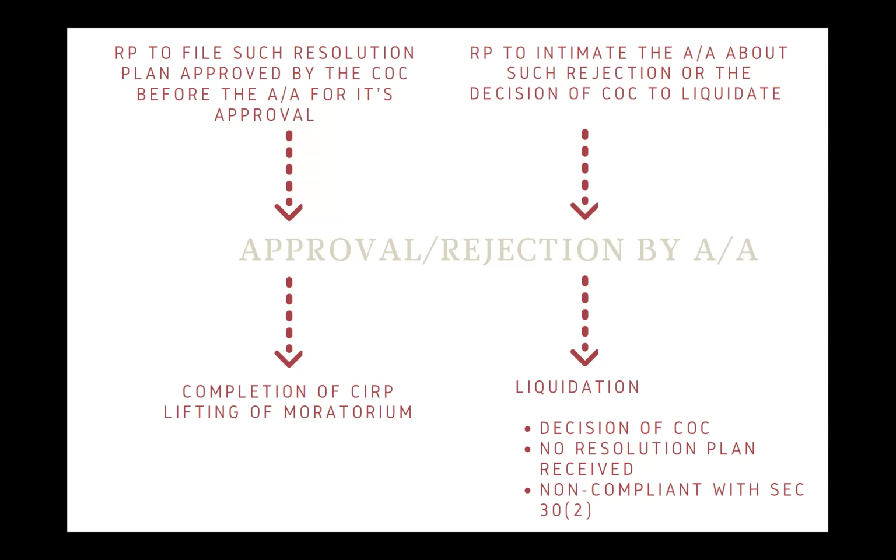So now what happens after the committee of creditors approves the plan, or rejects the plan? After the committee of creditors has approved the plan, such plan has to be filed before the adjudicating authority. Is there any time limit for this? This is again a tricky part.